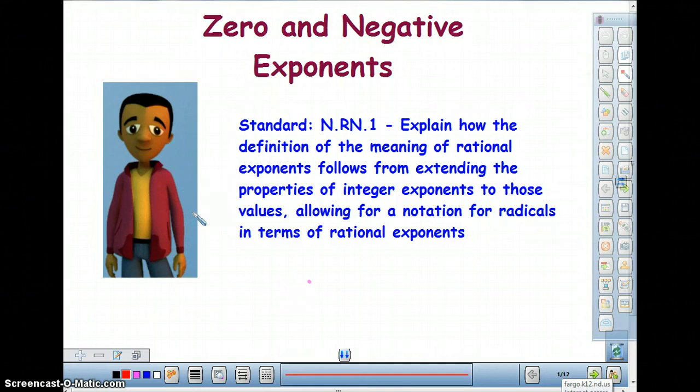Today we are going to talk about zero and negative exponents. Zero exponents we should have no problem with. Negative exponents, on the other hand, are a lot more confusing than what we have been doing. So make sure that you pay careful attention, especially when we get to the negative exponents.